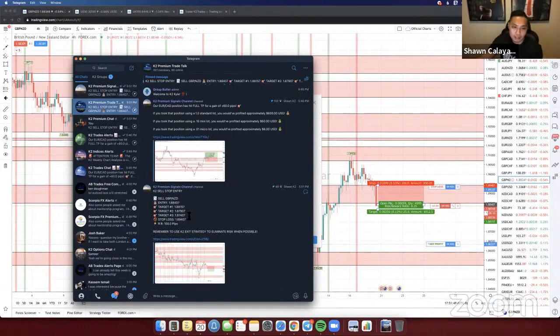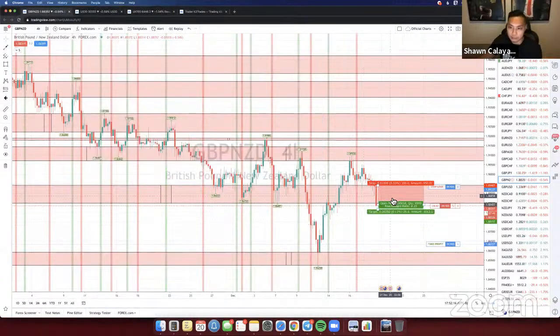Our target 1 is going to be 1.88157. Target 2 is going to be 1.87902. Target 3 is going to be 1.87407. And our stop loss is going to be 1.89407. So remember to adjust your stop loss, guys. Use the K² simple exit strategy. And that should be good for you guys. All right, so that looks good. I'm going to go ahead and set up my alerts.